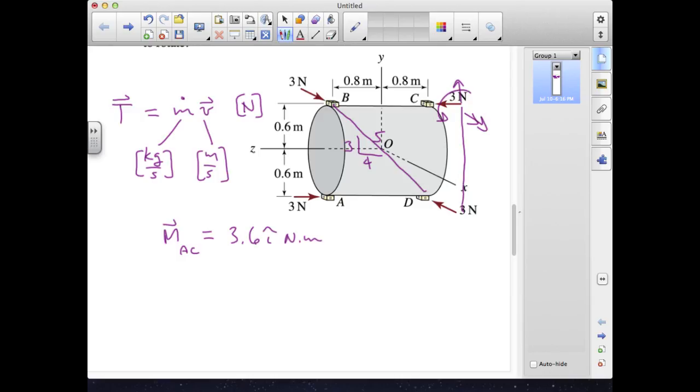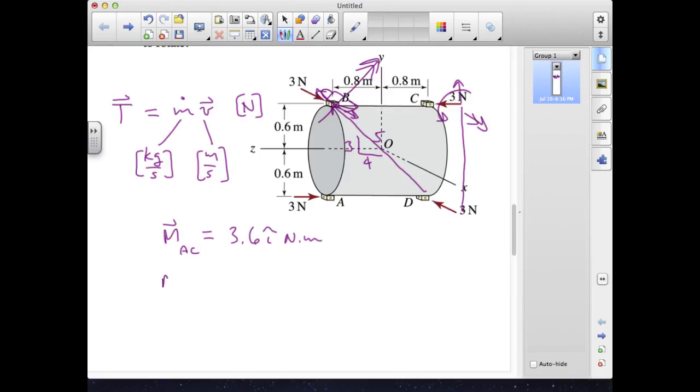From this perspective, this force looks like it's almost parallel to the position vector from D towards B, but keep in mind that that position vector is in the YZ plane, and the 3 Newton force at B is in the plus x direction. If we do that cross of that position vector into that force, it's going to give us a moment that points in this direction and will be perpendicular to that position vector BD in the YZ plane.